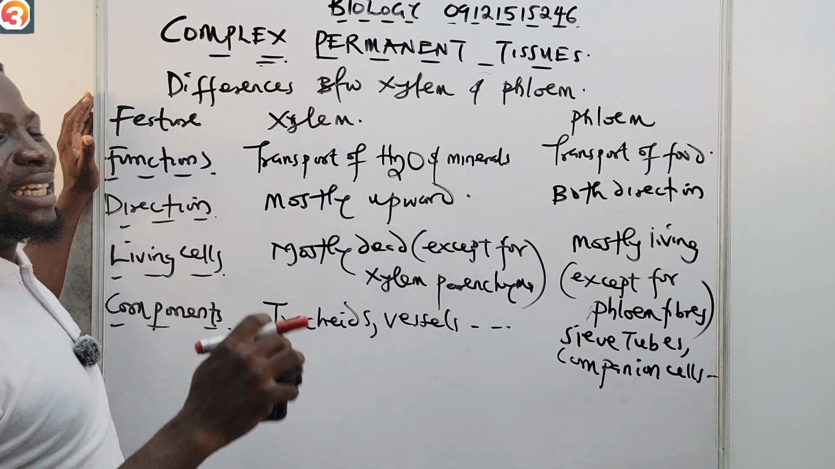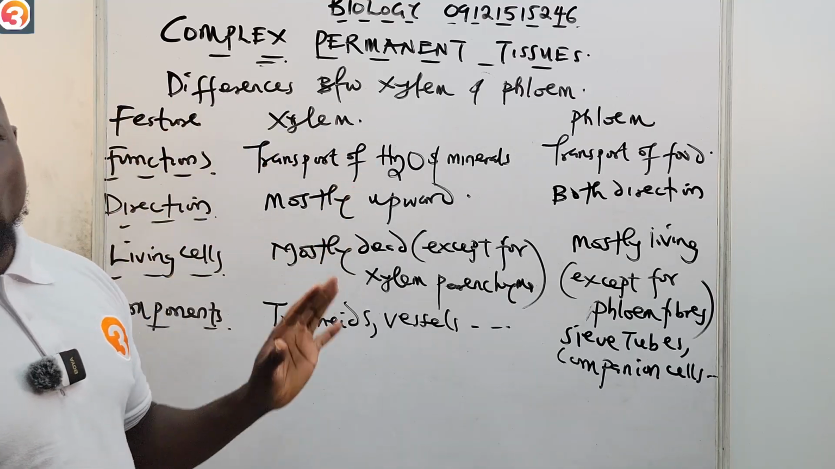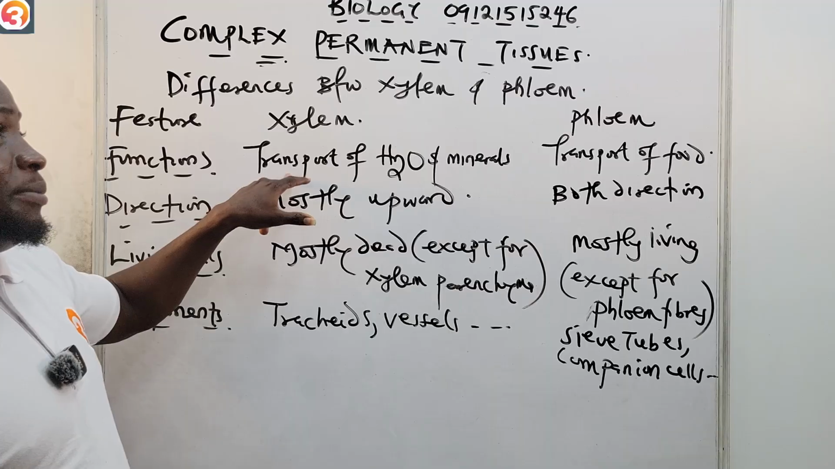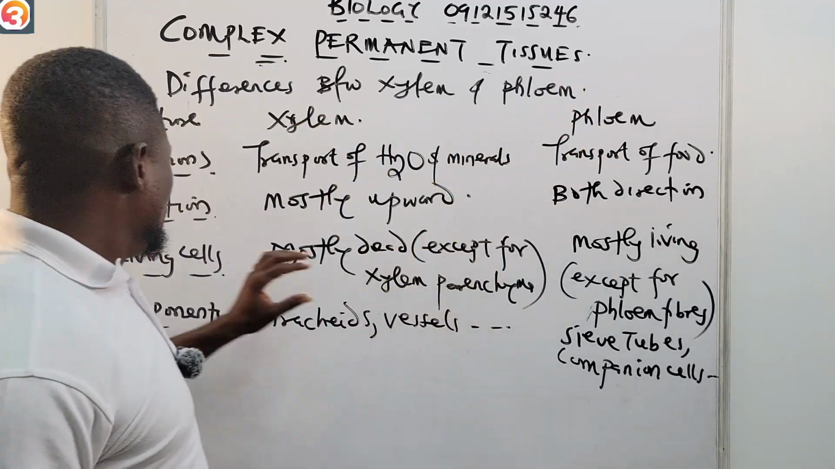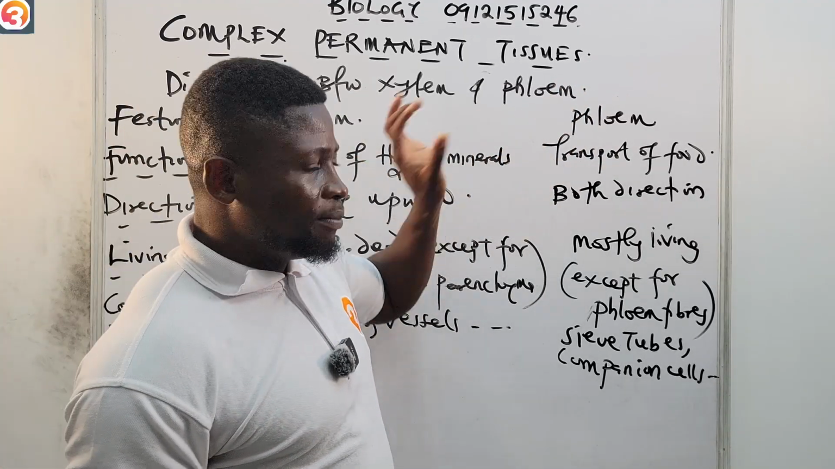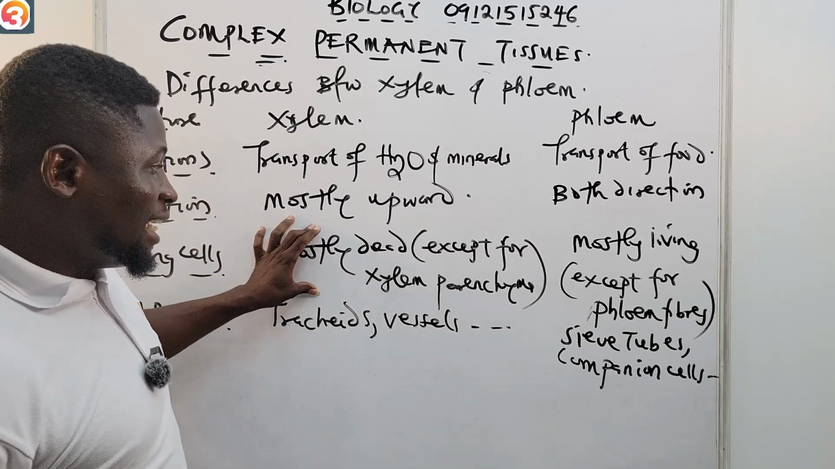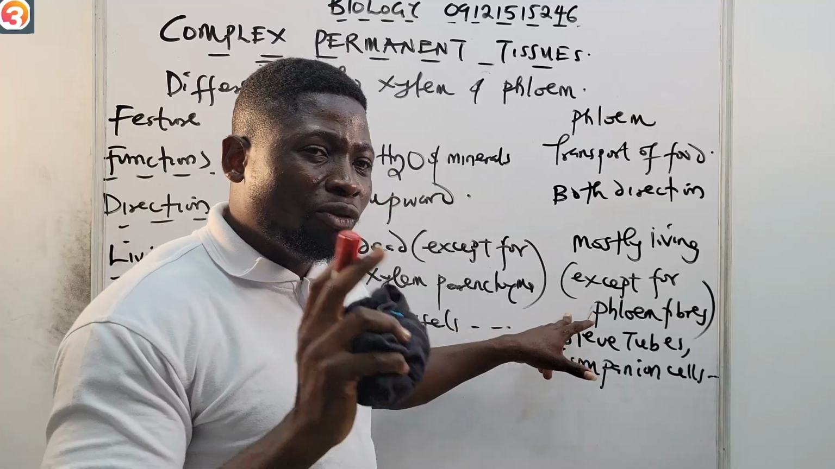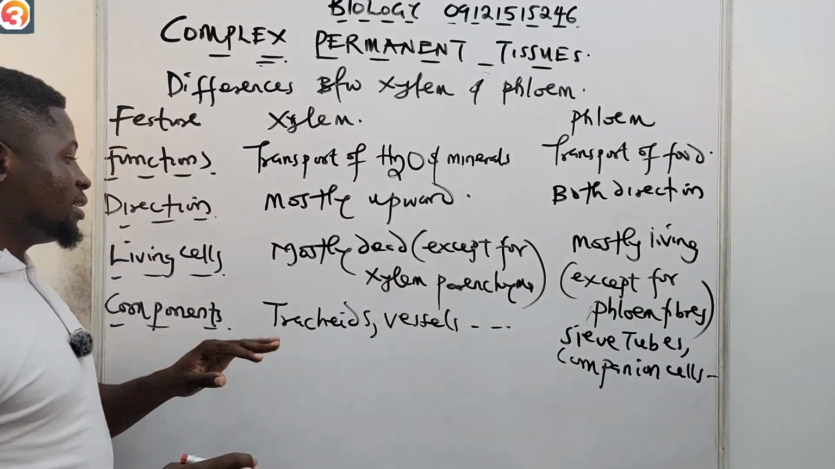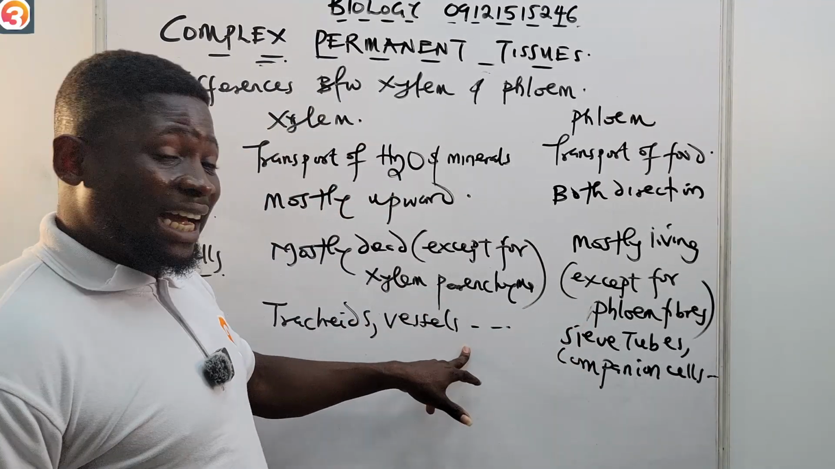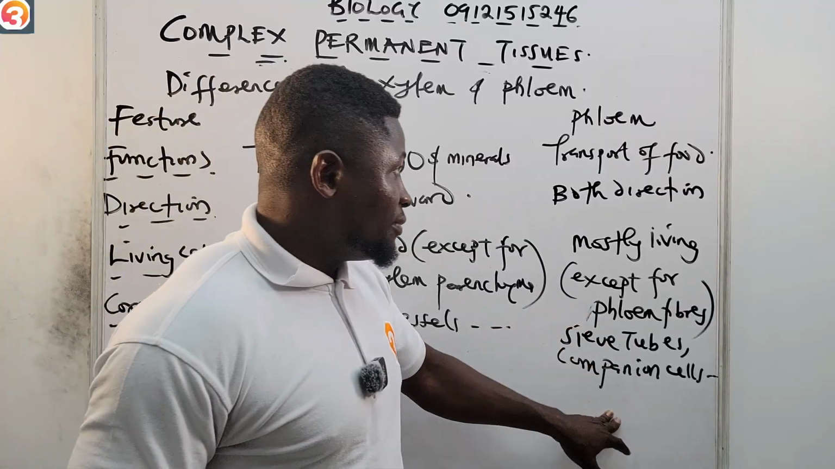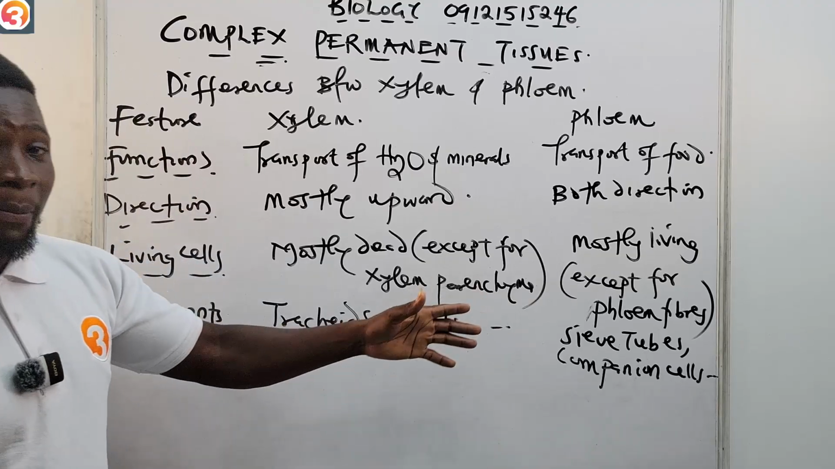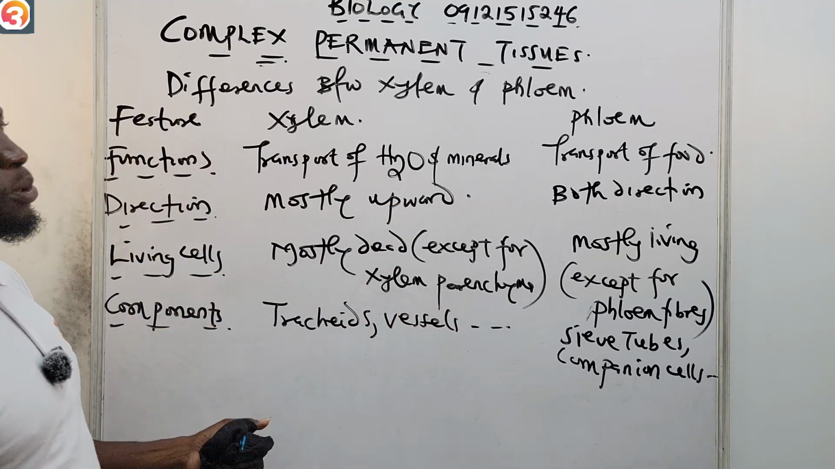Even if you don't know anything we have talked about today, all of this you should know. Know the function of the xylem and the phloem. Function: transport water and minerals for xylem, transport of food for phloem. Direction: mostly upward for xylem, both directions for phloem. Living cells: mostly dead except for xylem parenchyma that is living; mostly living for phloem except for phloem fiber that is dead. Components: tracheids, vessels, xylem parenchyma and xylem fiber. For phloem: sieve tubes, companion cells, phloem fibers, and phloem parenchyma. So that is that for them.